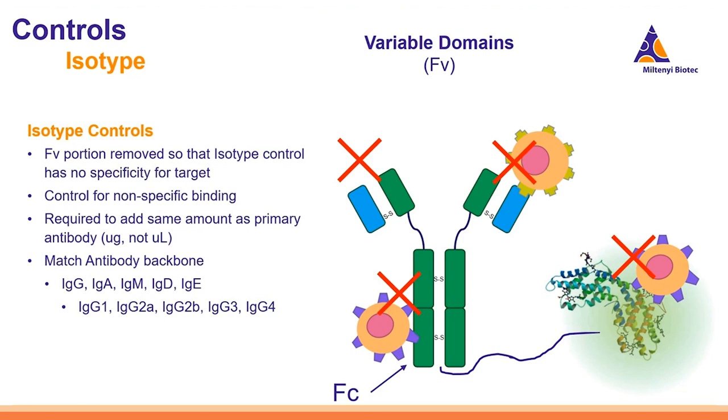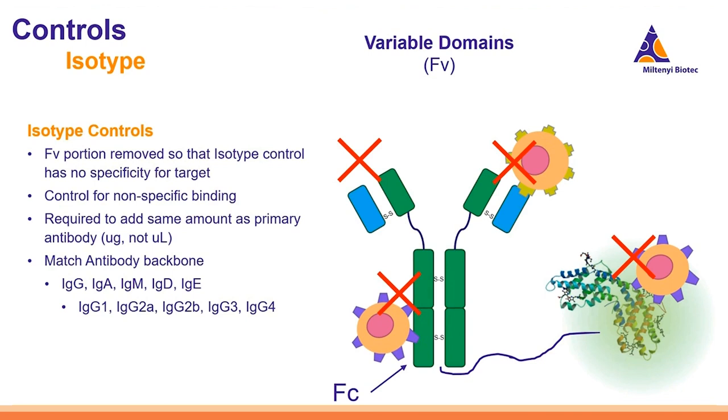So the concept is it's essentially the exact same antibody fluorophore conjugate as the actual antibody in your flow panel, but there's no variable region, so there should be no specific binding. So it is very important to add the same amount of isotype as the primary antibody, and this means adding it in terms of micrograms, not microliters, because they might not necessarily be at the same concentration.